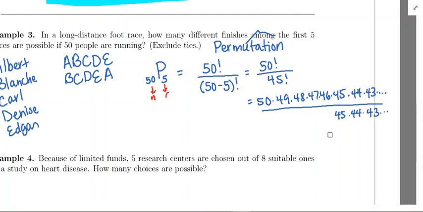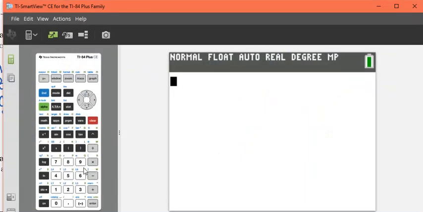So now I can cancel things. Our 45s cancel, the 44s, the 43s, all the way down to the 3s, the 2s, and the 1s. So all we need to do is punch this into the calculator: 50 times 49 times 48 times 47 times 46. So let's go do that. These numbers get big. This is going to give us a big number.